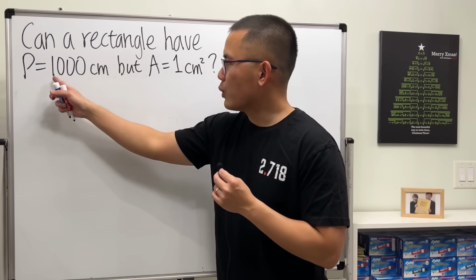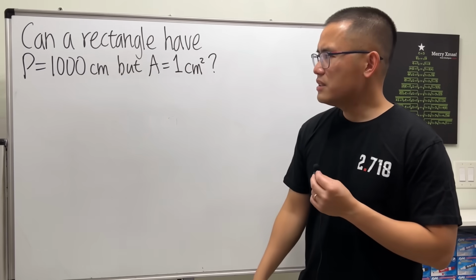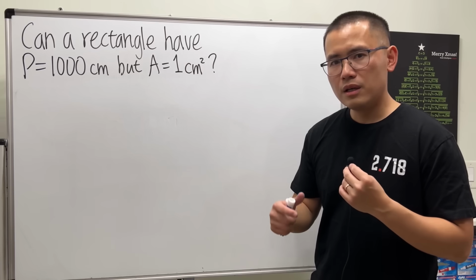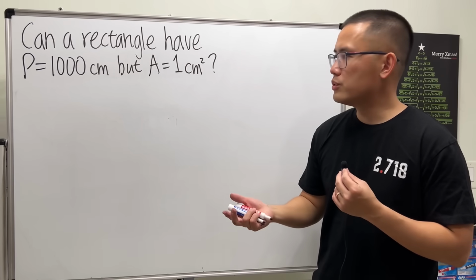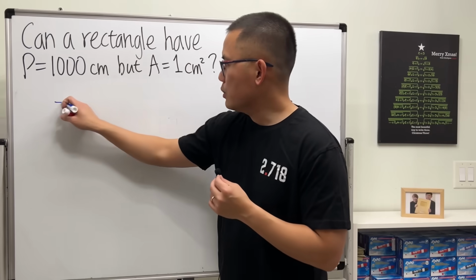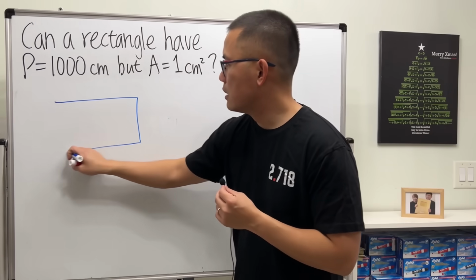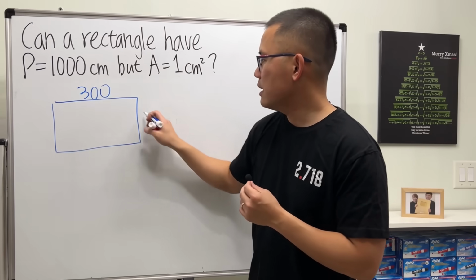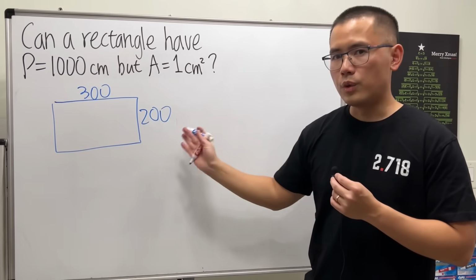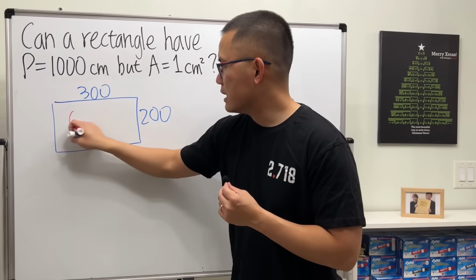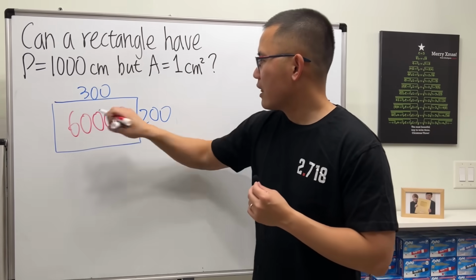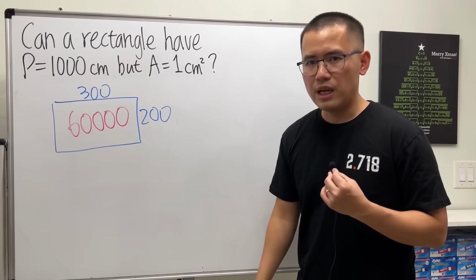When we have a rectangle with 1000 centimeters, let's just think about a possibility. How about a rectangle with dimensions 300 by 200? So it will look something like this. Let's say here is 300 centimeters and here is 200 centimeters. And when we multiply them, we will end up with 60,000 centimeters square for its area.